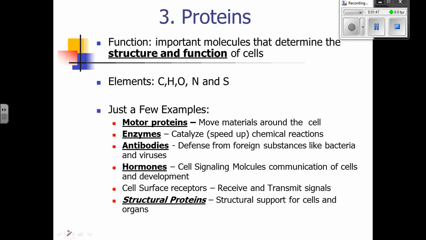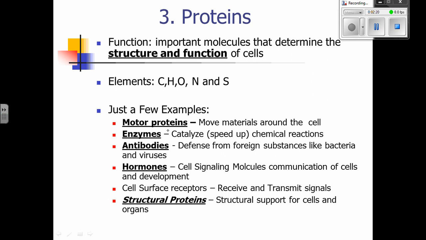So just a few examples of the diverse types of proteins and their functions. We have motor proteins. Motor proteins are these little molecules in cells that actually function in moving materials around the cell. So they move organelles, they move other molecules, almost like little people that walk along the cell and carry things. Okay, they're like the UPS drivers.